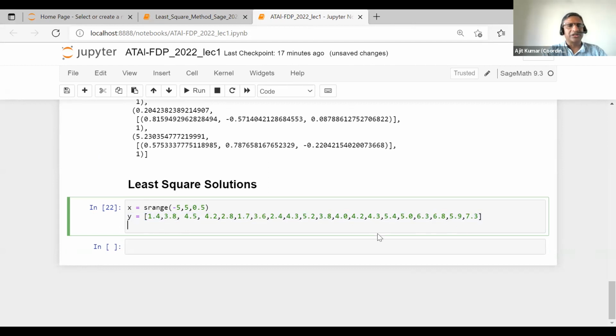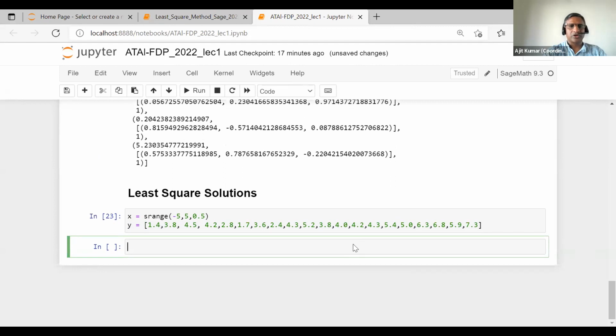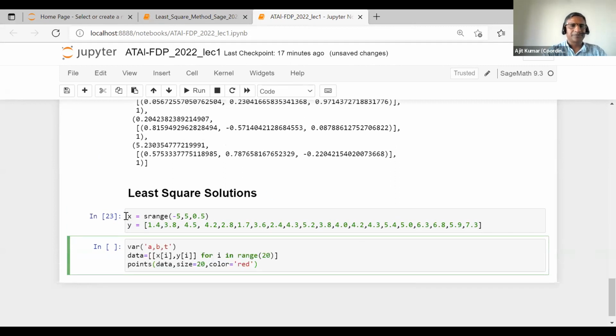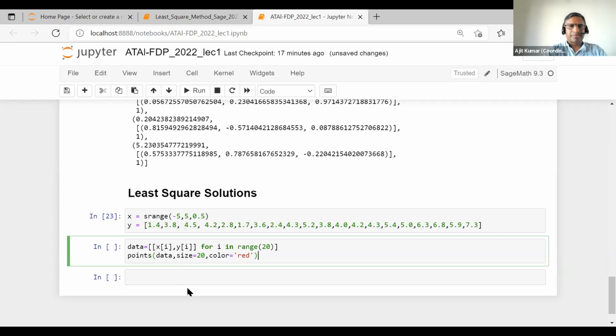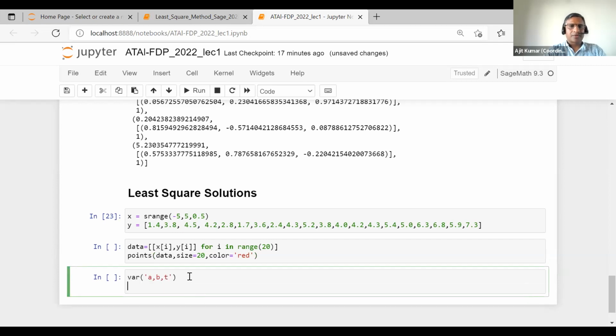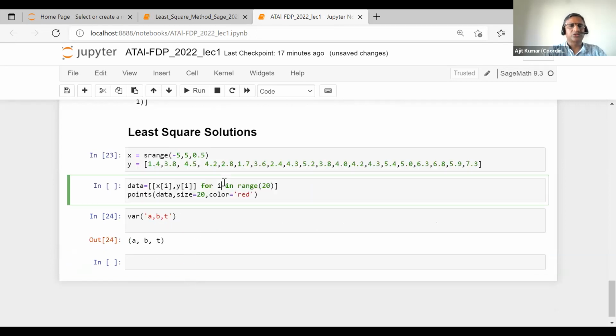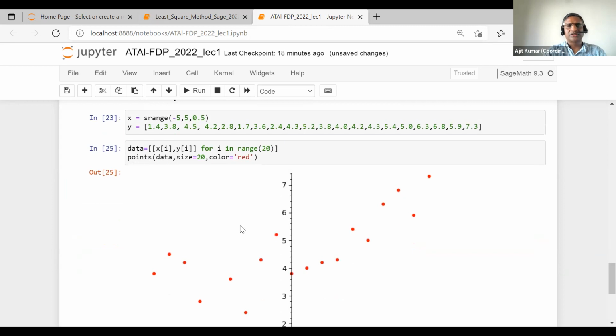Now we can plot this. Okay, let us plot this. So I'm making a data out of it, a set of x coordinate, y coordinate, using this for loop, using list comprehension, and then we will plot. So these are the set of points.